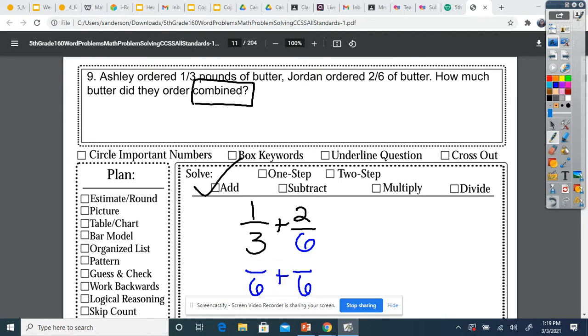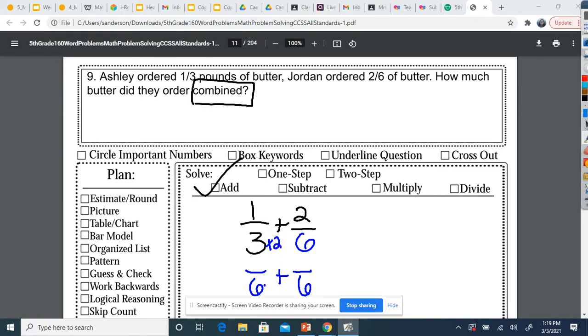So I look at my 1/3. 3 times what equals 6? 3 times 2. Whatever I do to the denominator or the bottom, I do to the numerator. So I also multiply it by 2. 1 times 2 gives me 2. 6 times what gives you 6? 6 times 1, so you also multiply that by 1, and that one will just stay the same.